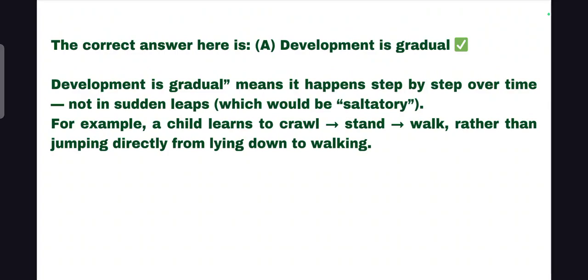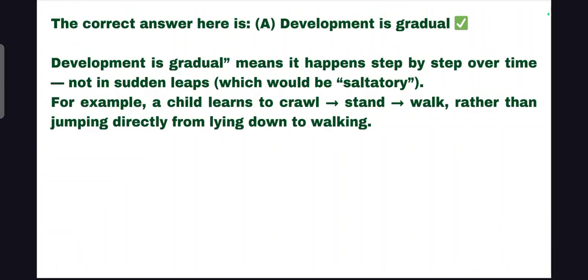That's the point. The child is not able to draw a diamond, or here the example is drawing a diamond or square. If we ask a child to draw a square, the child is not able to draw it very fast, because through gradual practice he attains the ability to draw a square. So we consider development a gradual, step by step process over time, not in sudden leaps. That would be saltatory.